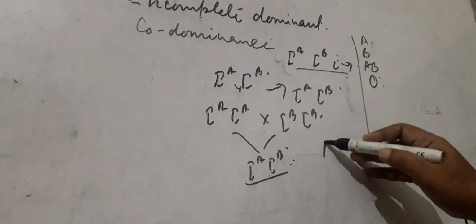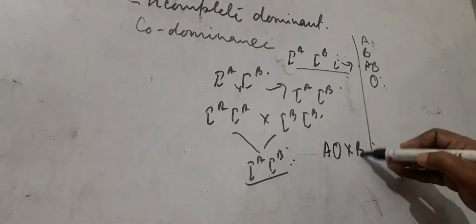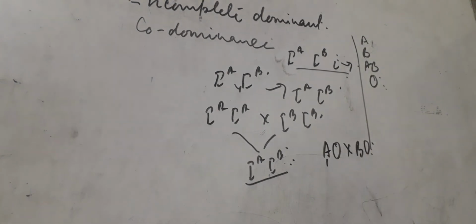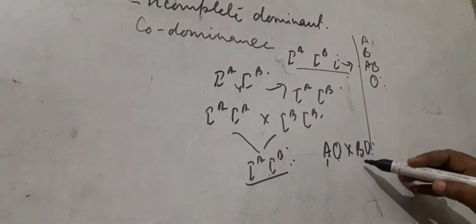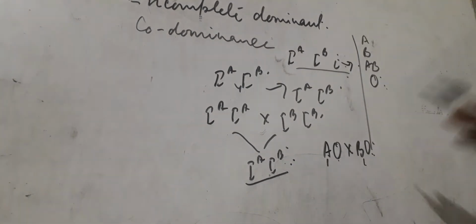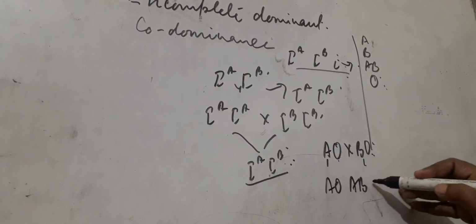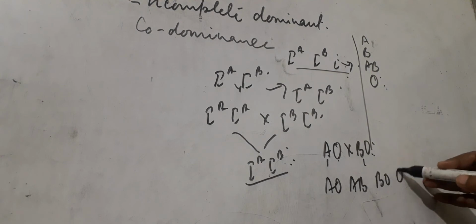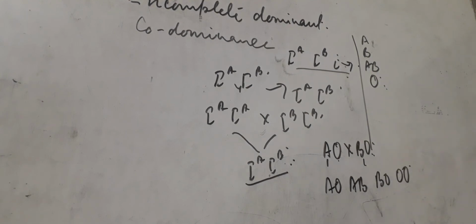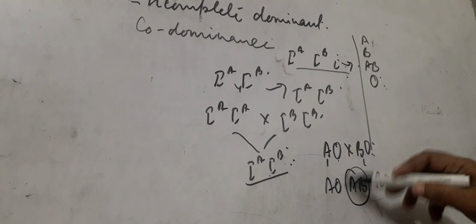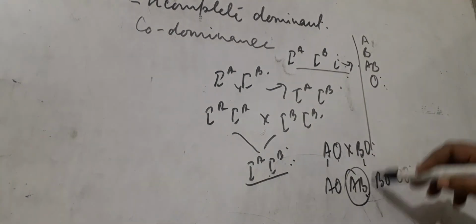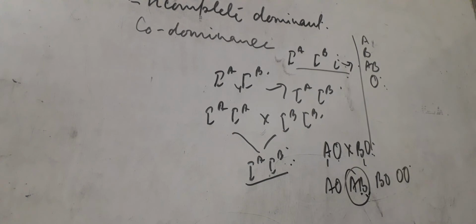For example, if the father has AO and the mother has BO, it means one allele is A and the other is O, and one allele is B and the second one is O. So it gives four types of blood groups. If they have four children, they can have four types of blood. But in the combination of A and B only, it means they have both A and B antigens.